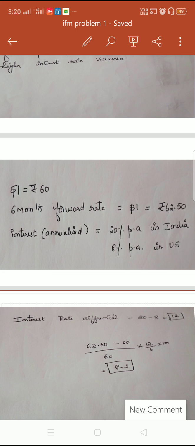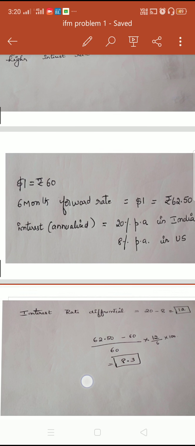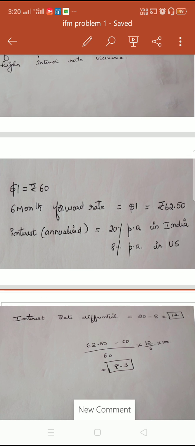Now you are supposed to compare this interest rate differential and this forward premium. Why forward premium? Because you got a positive answer. If you get the answer positive, 8.3, you write it as forward premium. If you get a negative answer, you write forward discount. Don't write both, and don't show the negative sign, minus 8.3. You are supposed to write whether it is forward premium or discount.